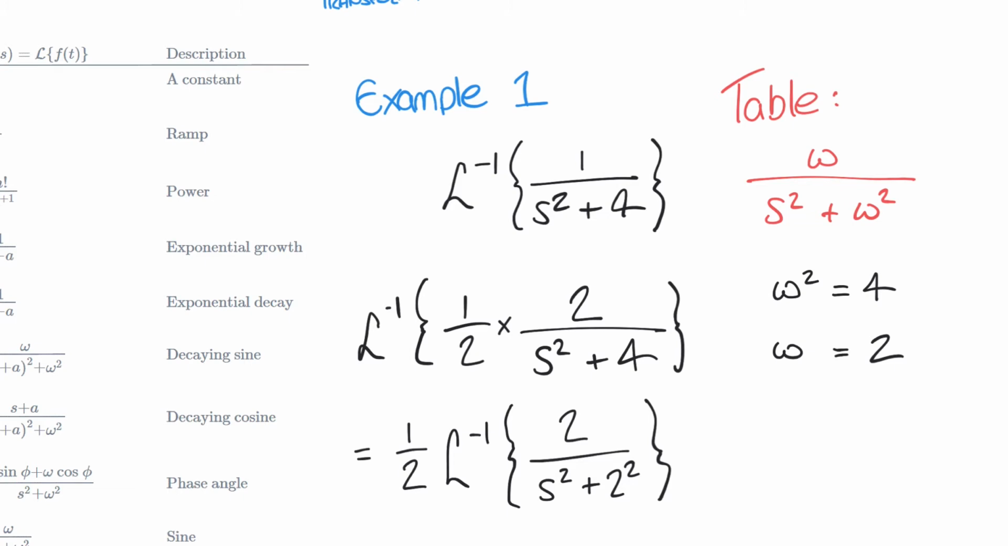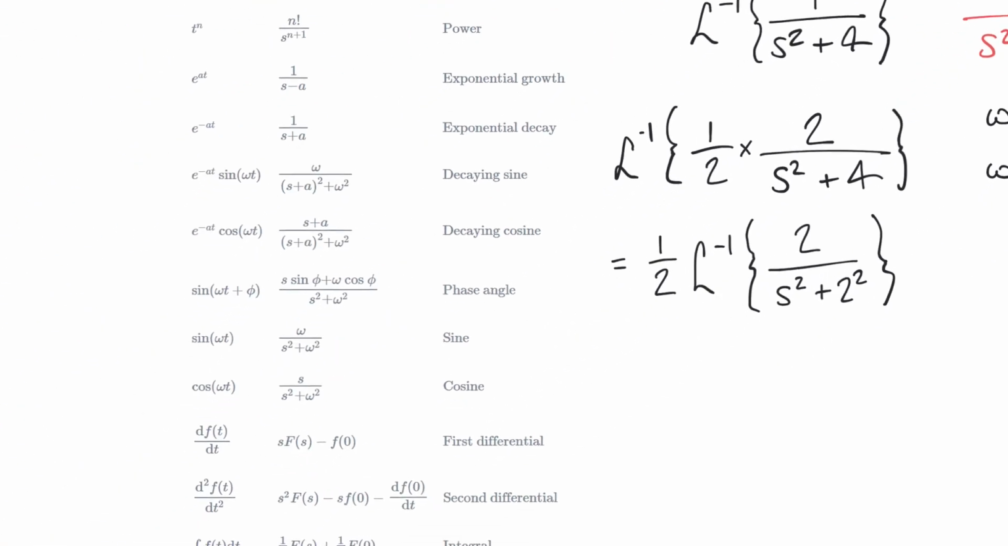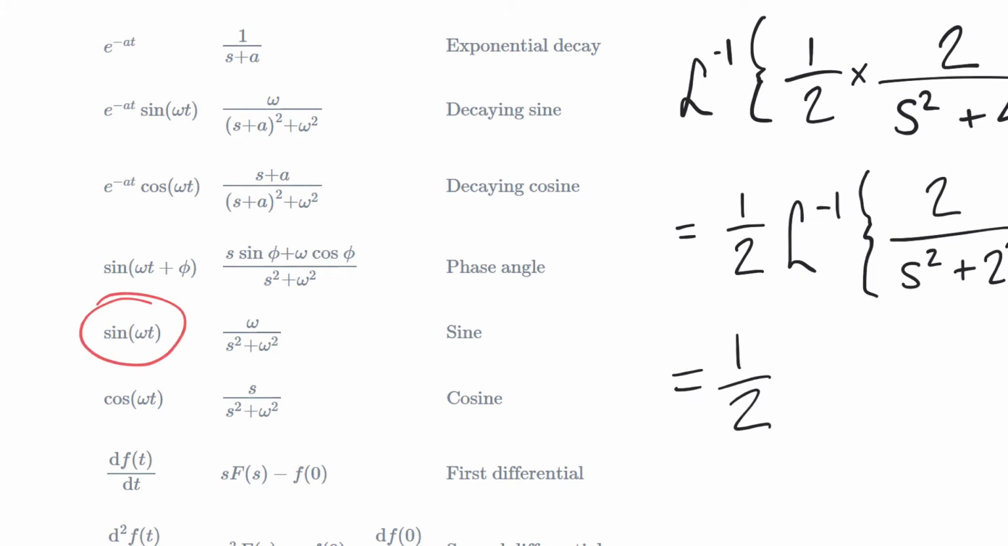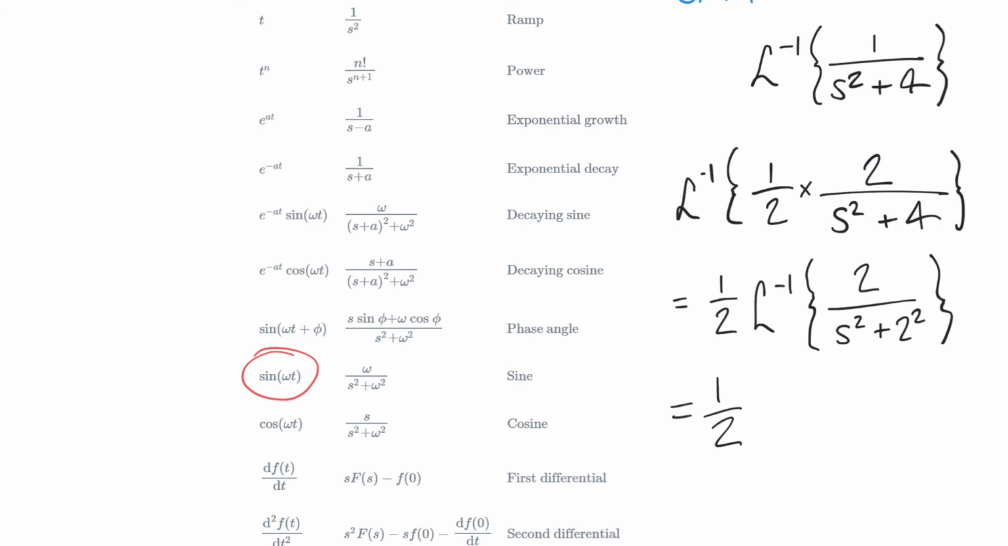And looking at the corresponding entry in our table, we see that that's going to give us a half, because the half hasn't been affected by the transform, times sine omega t. Well, omega is 2 in our case, so a half times sine 2t is our result.